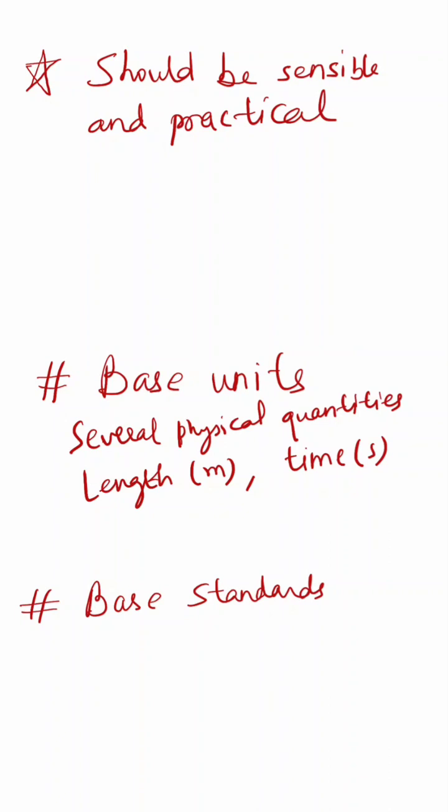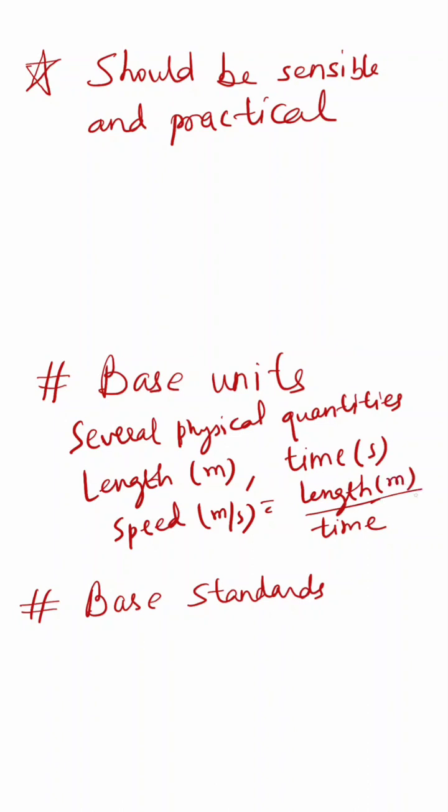Speed, for example, is another physical quantity, but it is dependent on these two other physical quantities, length and time. So speed can be defined as length over time. The unit is meter per second, because the unit of length is meter and the unit of time is second. That's why the unit of speed becomes meter per second, because we have defined speed to be the distance traveled in a given amount of time.